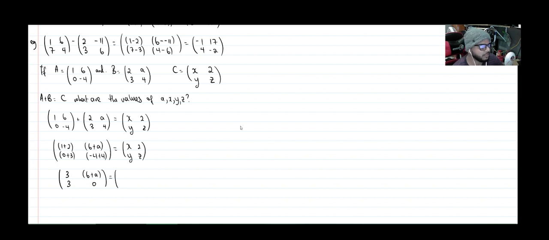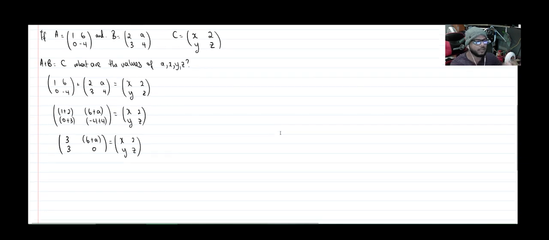Is equal to X, 2, Y, and Z. Now this happens every single time we have a case like this. If I have a 2 by 2 matrix equal to a 2 by 2 matrix, we say the matrices are equal and equate corresponding components. The same thing occurs if I have a 3 by 3 matrix equal to a 3 by 3 matrix, or a 4 by 4 equal to a 4 by 4, and so on.